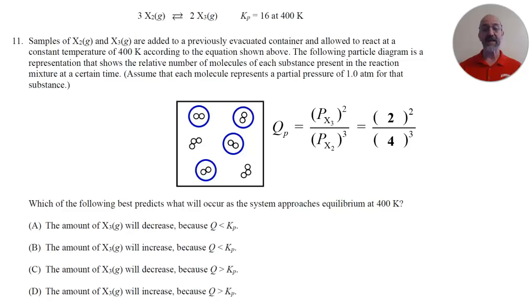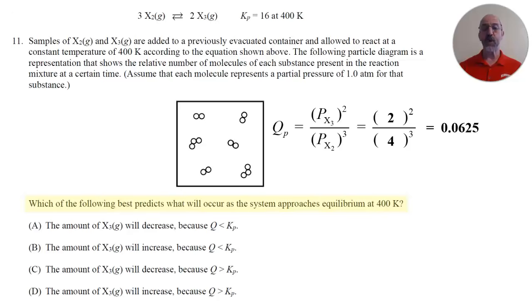Now, when I pick up my calculator, I'm not expecting to get 16. I'm just going to get a number. And whatever that number is, I will compare the value of Q with the value of K, which happens to be 16. So when I do 2 squared divided by the quantity 4 cubed, this is what I get: 0.0625. And when I compare that to Kp, which is 16, then this will help me determine the answer to the question. Which of the following best predicts what will occur as the system approaches equilibrium at 400 Kelvin?